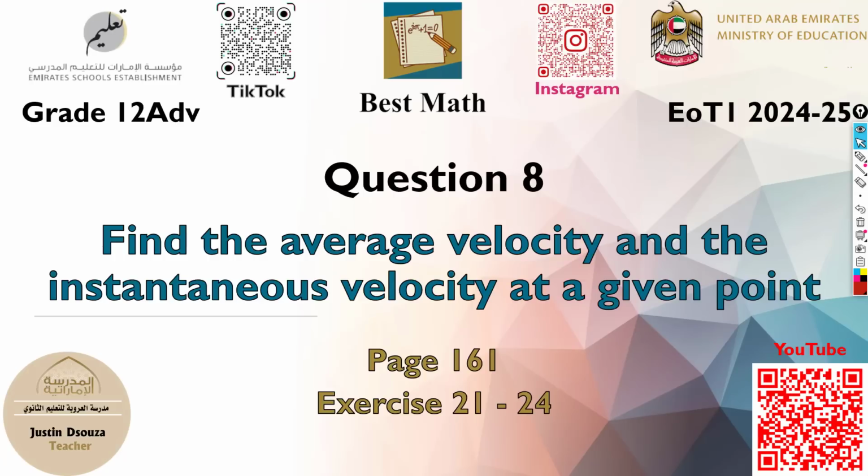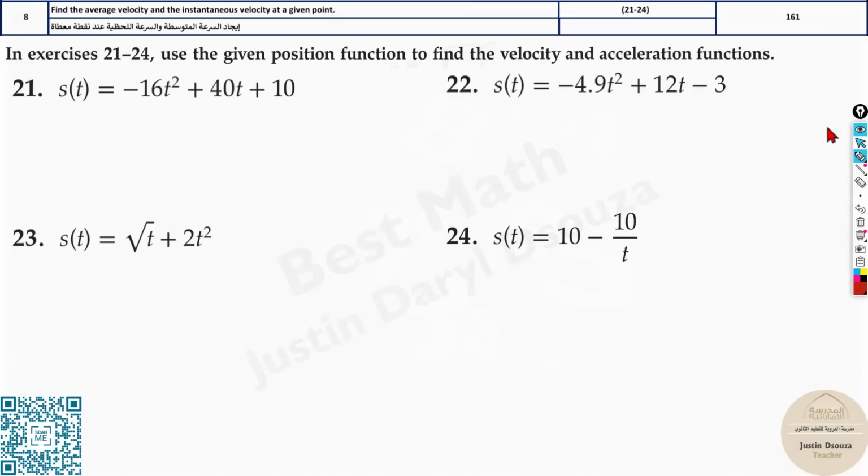Question 8 is to find the velocity and acceleration for the given position. Here you can see we have been given the position s of t, and we have to find the velocity and acceleration. So I will do the manual method using the power rules, because this is a very important method. No matter what, you have to learn this. And the calculator method would be much more complicated than directly solving it out.